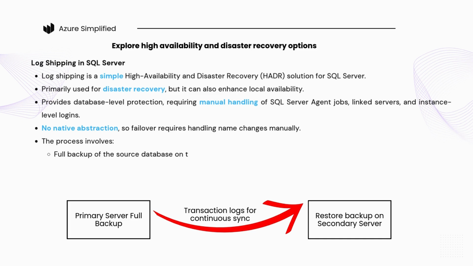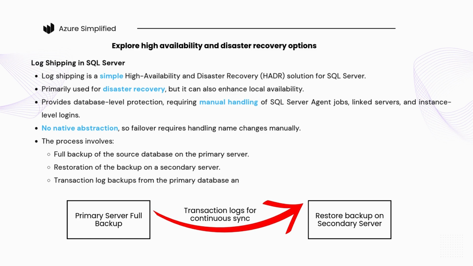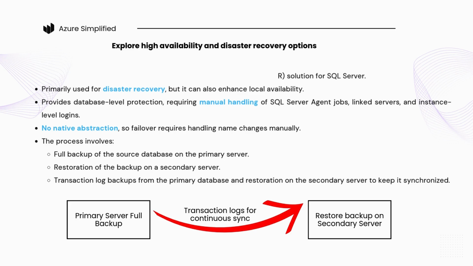The process involves a full backup of the source database on the primary server, restoration of the backup on a secondary server, transaction log backups from the primary database, and restoration on the secondary server to keep it synchronized.